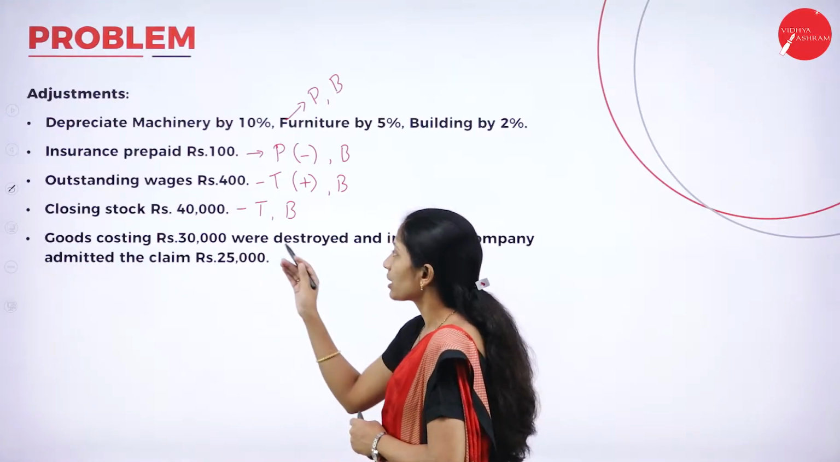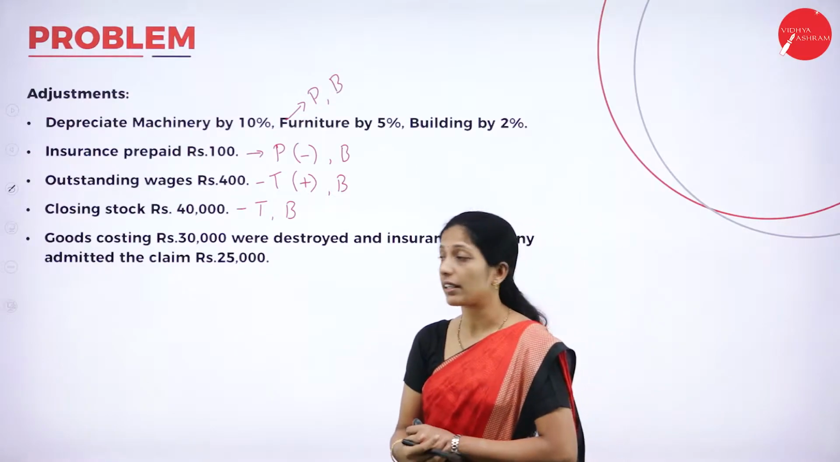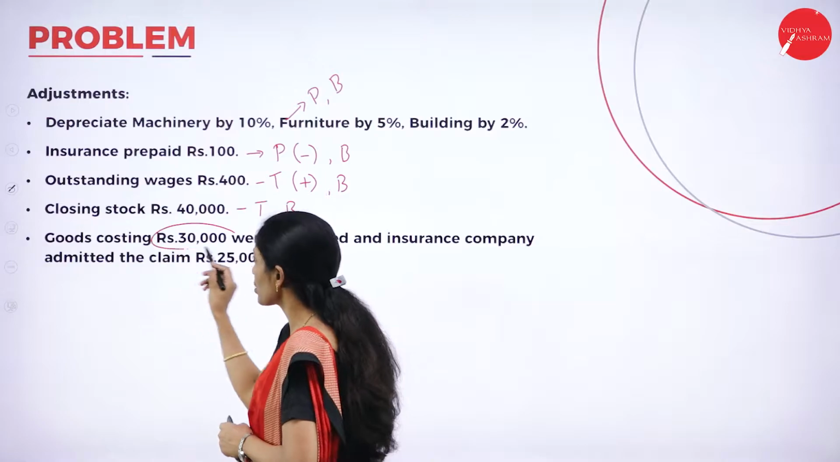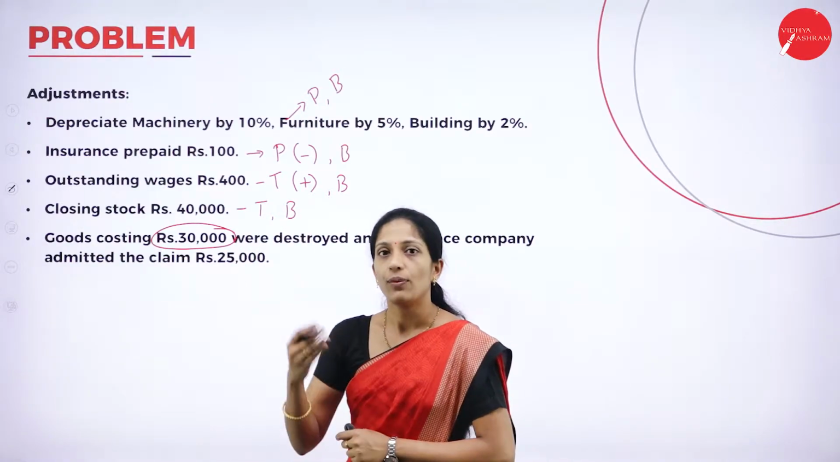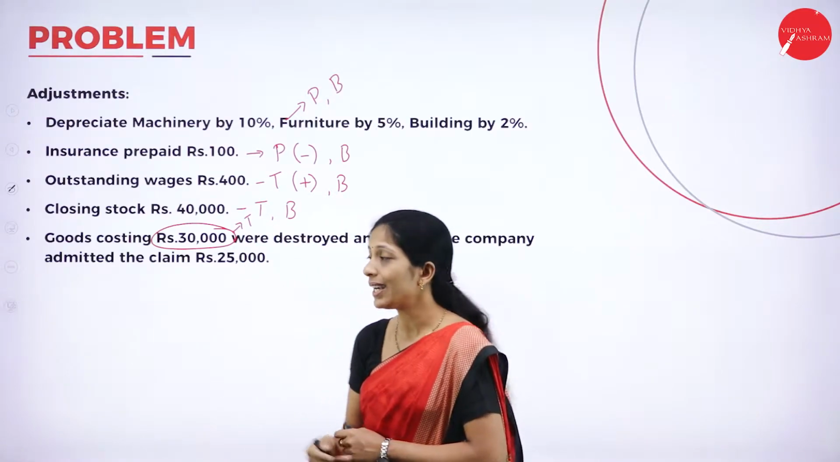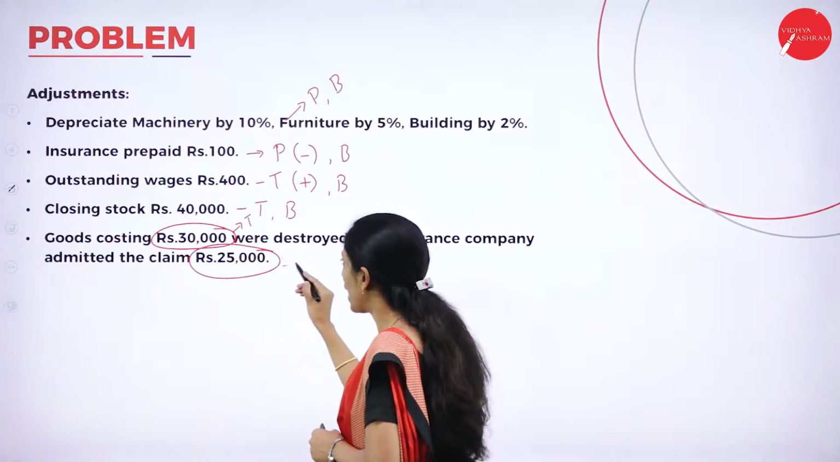Next, goods costing 30,000 were destroyed and the insurance company admitted the claim for rupees 25,000. So, the cost of goods which is being destroyed will be taken in the trading account. So, this 30,000 has to be taken in the trading account, and the claim what we have got, this will be taken in the balance sheet.